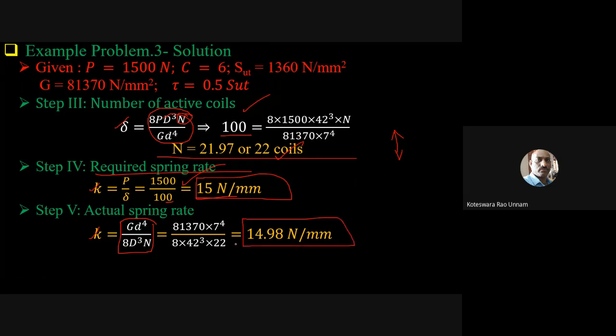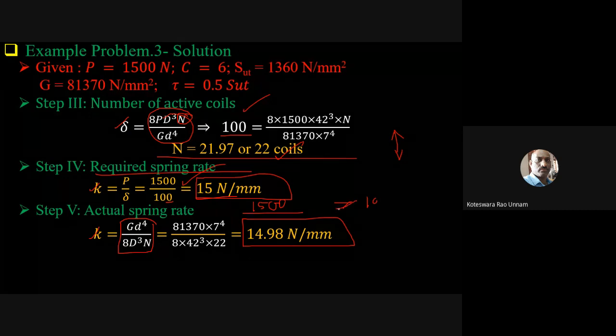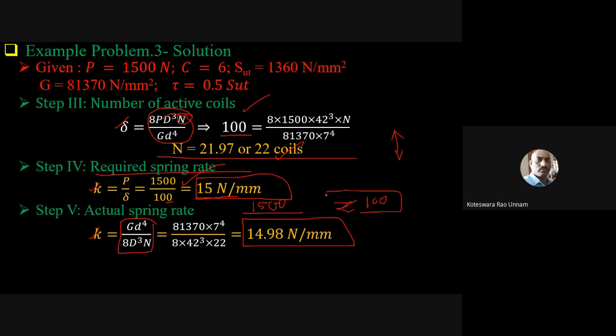So that means there is a little bit of error. If the stiffness is 15, then if you apply a load of 1500 newtons, it will show 100 mm on the scale. Now if the stiffness changes from 15 to 14.98, there is a slight error in the deflection of the spring, because you are applying the same load of 1500, but the deflection is going to be 1500 divided by 14.98. So it is slightly more than 100 mm. That means there is a little bit of error, but we are not bothered about that.